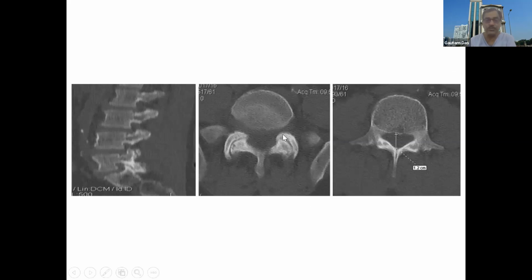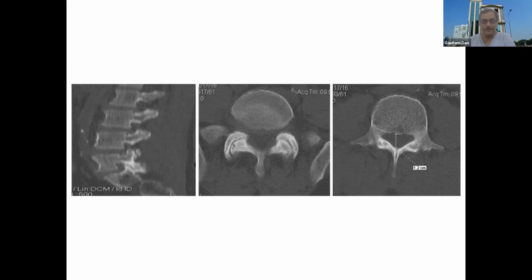Can you tell me which level this is taken from? Is it the vertebral body level or the disc level? This transverse section is from the disc level.